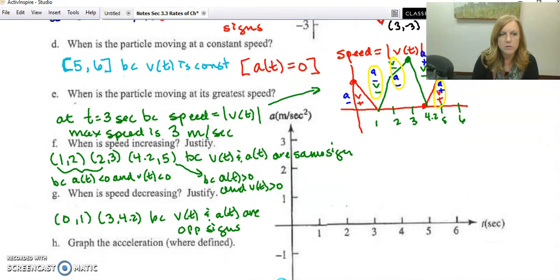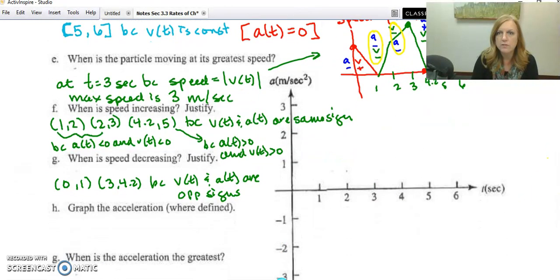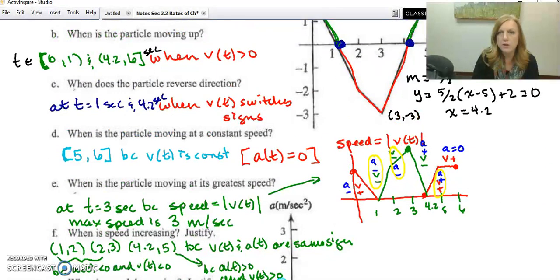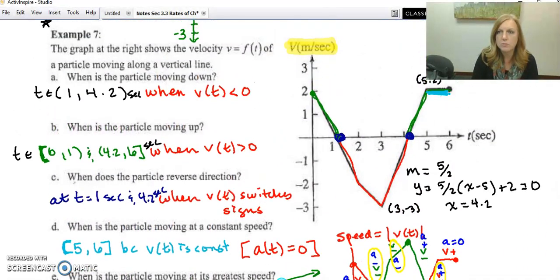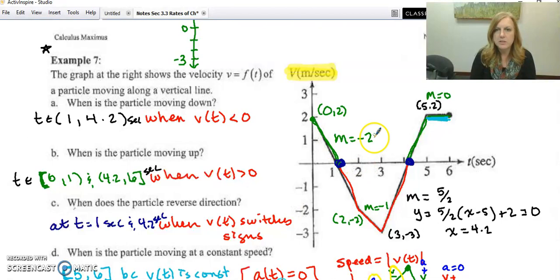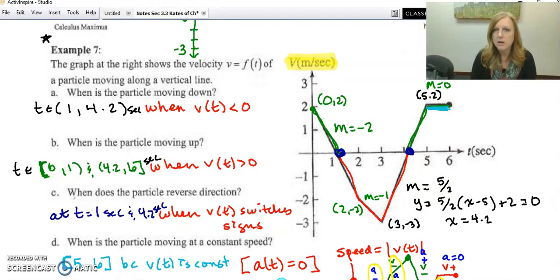All right, then it wants me to graph the acceleration curve, which is the slope of the curve up here. We already, let's calculate our slopes real quick. I'm actually going to let you do that. I'm going to pause it and save a little time and write my slopes in, but you can do the slopes using the change in y over change in x formula. Okay, so my slopes are -2, -1, 5/2 and 0.